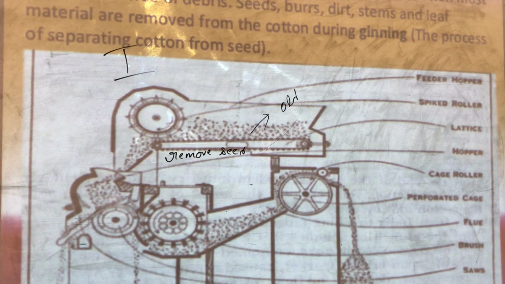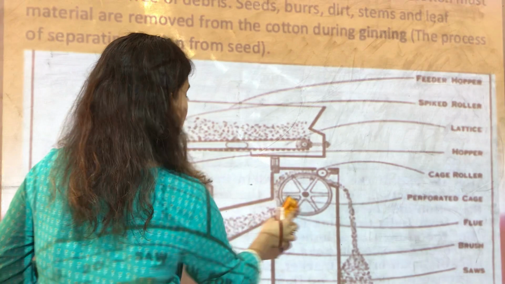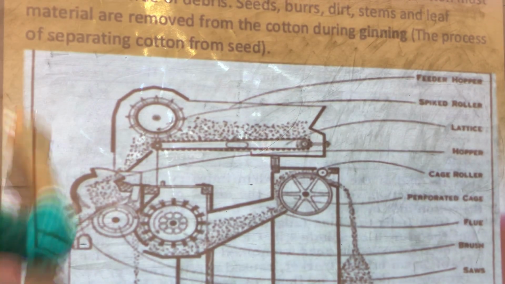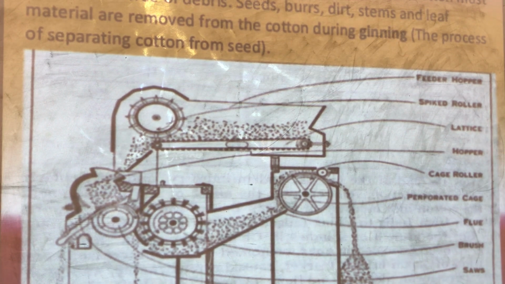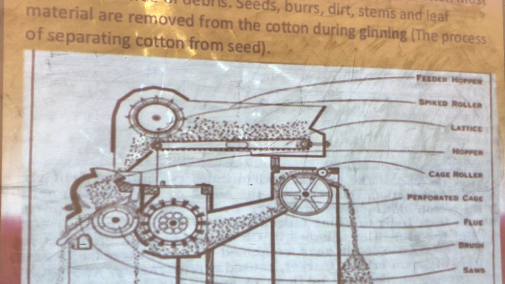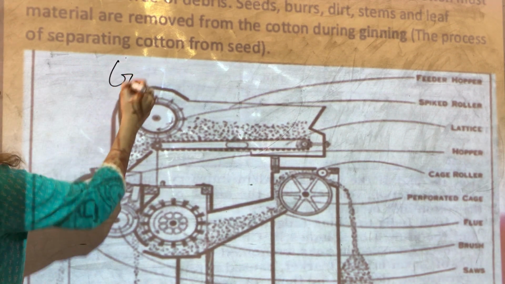As you can see here, can you read out? Yes, try to read, children. Preparation: to be used for thread or fabric, raw cotton must be cleaned and free from debris. Seeds, burrs, dirt, stem and leaf material are removed from the cotton during ginning. This is the process of separating cotton from seed. So this is ginning.